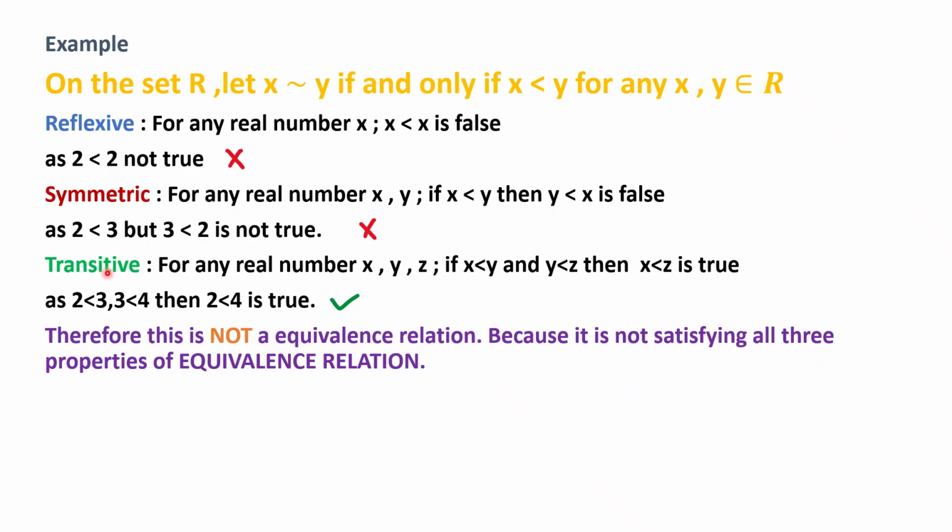Transitive: for any real numbers x, y, z, if x is less than y and y is less than z, then x is less than z. So it is transitive. For example, 2 is less than 3, 3 is less than 4, so 2 is less than 4. So this property is true, but it is not satisfying all three properties. Only the last property is being satisfied, that is transitive. So it is not an equivalence relation. Therefore, this relation is not an equivalence relation. Thank you.